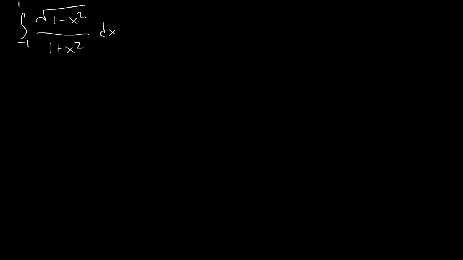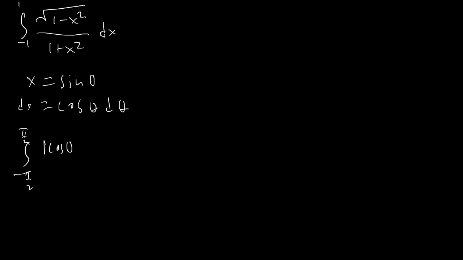So the first method that we're going to use to evaluate this is something that many of you have probably already guessed. We're going to do basic trigonometric substitution and using x equals sine of theta. Then dx is going to be cosine theta d theta. And we're going to end up with the integral from negative pi over 2 to pi over 2 of, now square root 1 minus x squared, that's the square root of 1 minus sine squared, which is square root cosine squared, which is the absolute value of cosine theta.